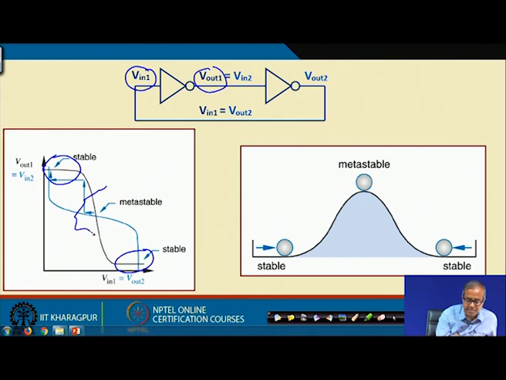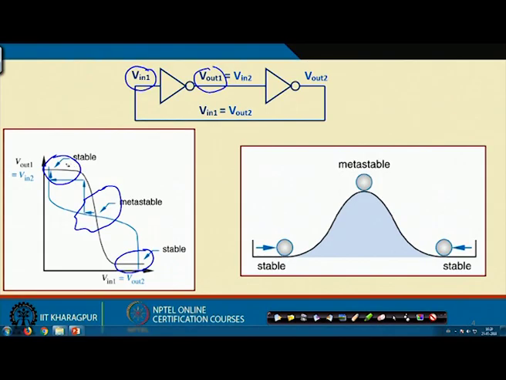But in the middle region, it is not a very stable thing, because if the input changes, the output changes very sharply. If you look at this curve, in the middle part the slope is very high. So, if the input changes a little bit, the output changes pretty sharply. That is considered as a metastable or an unstable state. So, if the circuit is in a metastable or unstable state, it will try to move into one of the stable states as quickly as it can.